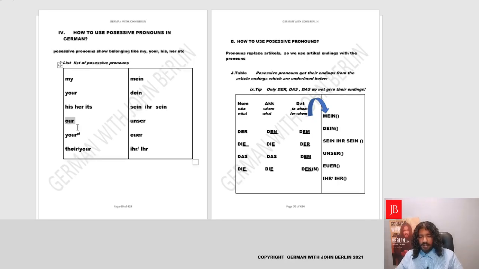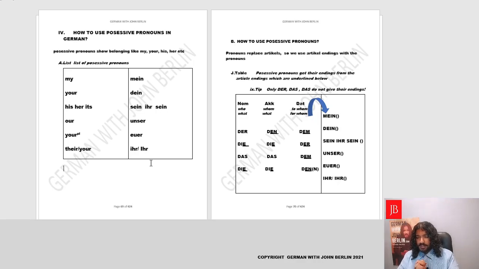Our is unser, your plural is euer, their, third person plural, is ihr, and your formal, which in English looks the same as your, in German it's ihr. Perfect. Now we need to memorize these possessive pronouns. I'll give you tips and tricks to remember them as we move forward.